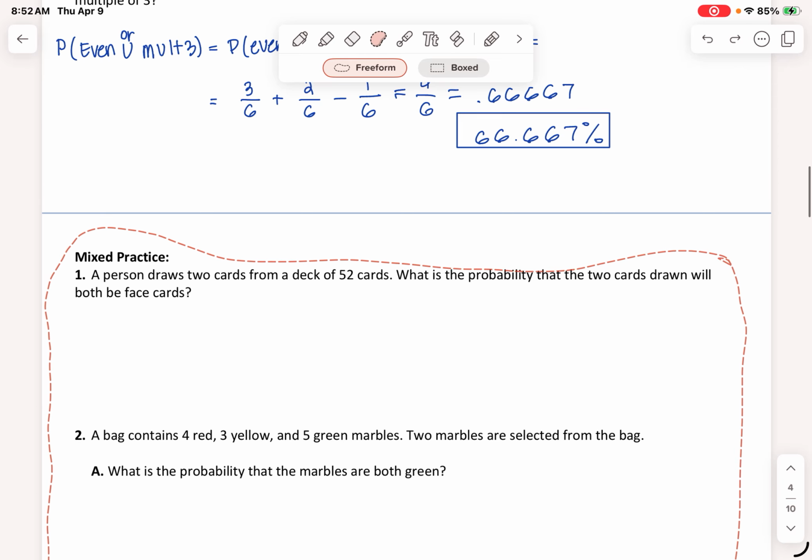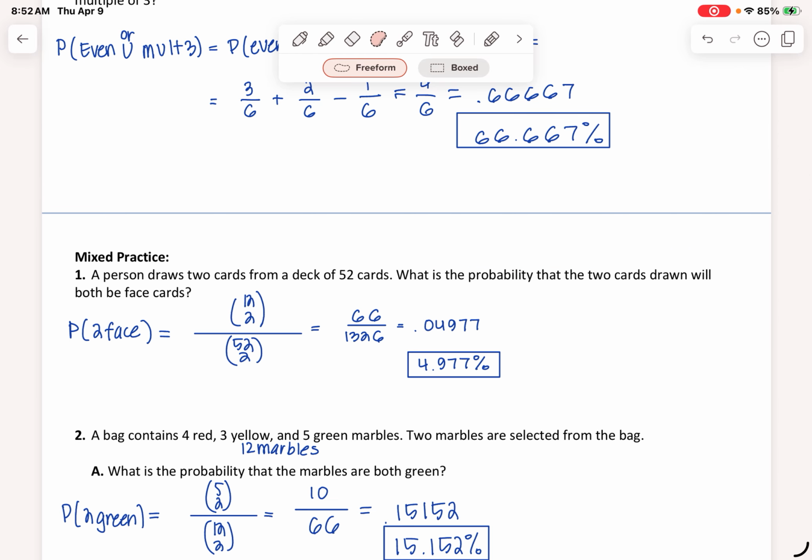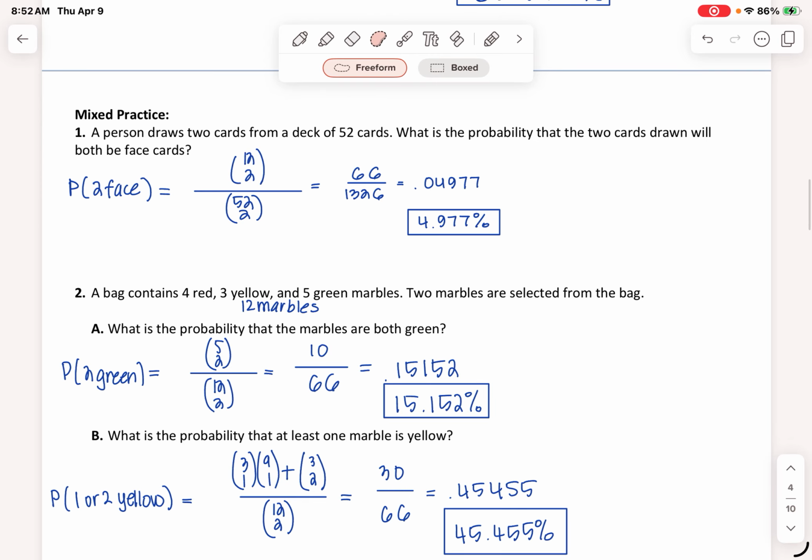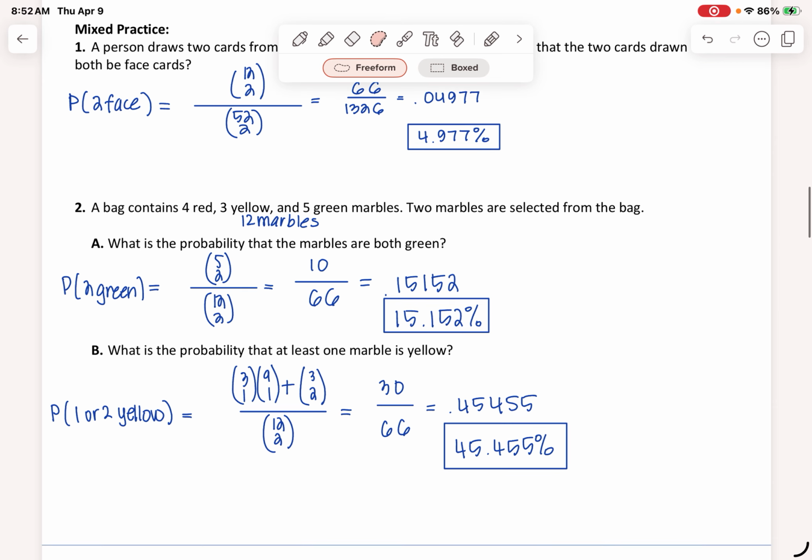What just happened there? I didn't undo it, did I? There we go. Next, a bag contains 4 red, 3 yellow, and 5 green marbles. 2 marbles are selected from the bag. I wrote down that there's 12 marbles total because it's saying that you're selecting 2. So your denominator is 12, choose 2. The first one is, what's the probability that both of the marbles are green? There are 5 green marbles and you can choose 2, right? So 5, choose 2 for your numerator.